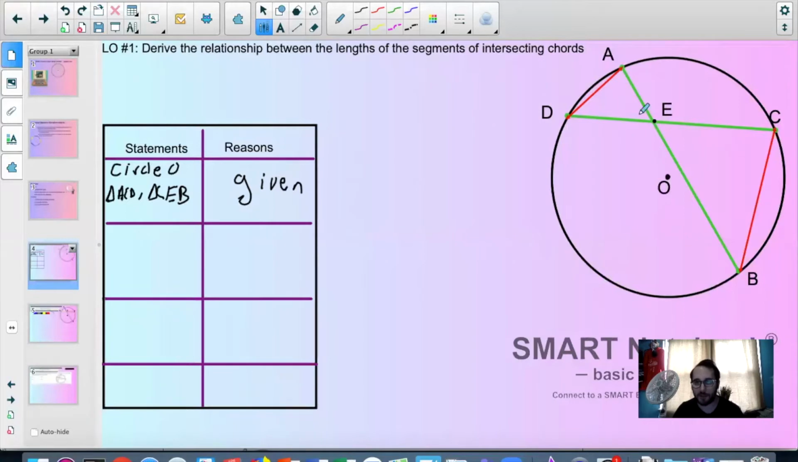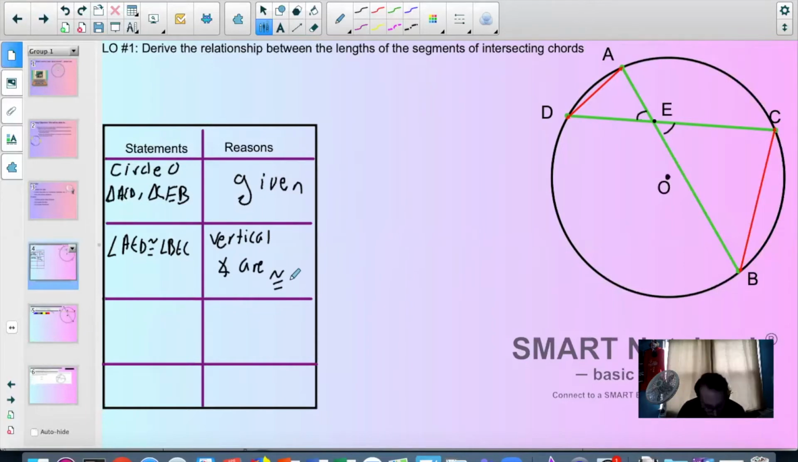Yeah, so some of you might be saying, hey, there are vertical angles here. Yeah, so angle AED is congruent to angle BEC. Okay, and the reason that we can say that is because vertical angles are congruent.